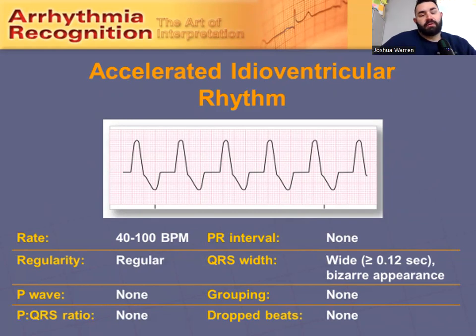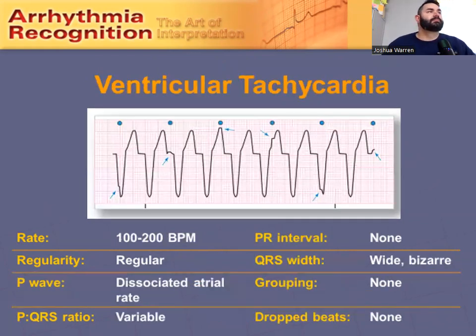Now, what if this ventricular rhythm runs over 100 miles an hour? It is VTAC. That is VTAC as it graduates.